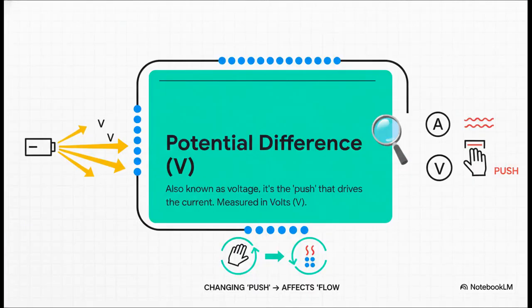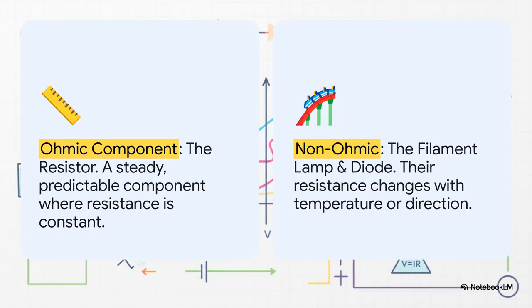And then there's potential difference. You probably know this better as voltage, right? This is the push, the energy that's actually driving the current around the circuit. We measure this one in volts. So think about it. We're changing the push and measuring how that affects the flow. Simple as that. So, who are these three characters we're investigating?